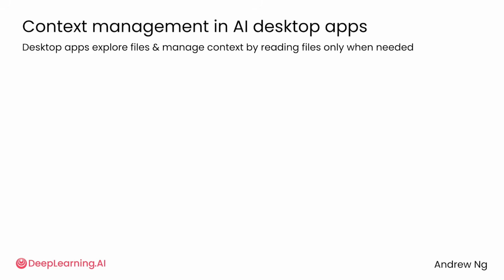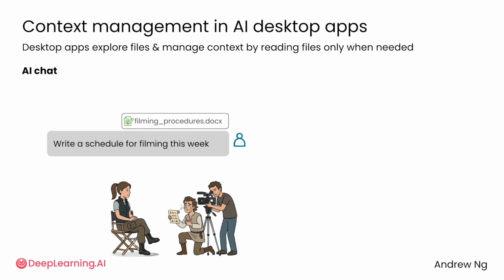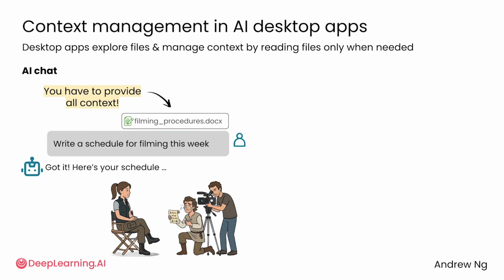One neat aspect of these desktop apps is that they can automatically explore files and manage context by reading files only when needed. If you're using an AI chat, then you have to decide in advance what files to upload to give the AI model context. So for example, if you need to write a schedule for filming, you might upload a file that outlines your filming procedures, and based on that, it can generate a schedule. And notice that you had to decide in advance what context to provide to the AI.